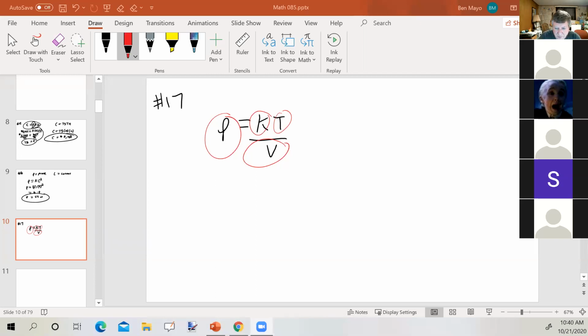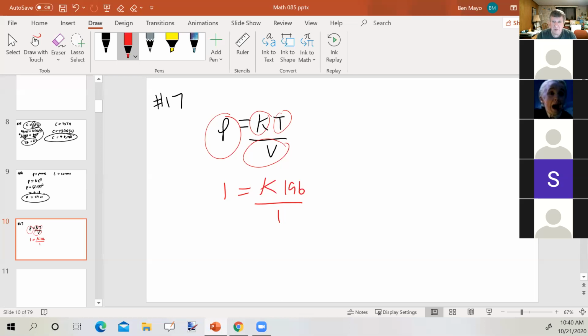Okay, let's see. A sample of gas at a pressure of 1 atmosphere. So that's pressure. Let's see. So P is going to be 1. We don't know what K is yet. Occupies a volume of 1 cubic meter. So the volume would be 1 at a temperature of 196. When heated, the gas expands to twice its volume, but the pressure remains constant. To what temperature is it heated? All right, so we need to figure out what K is.